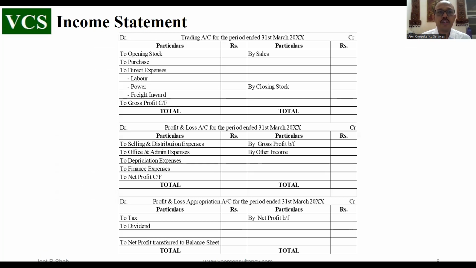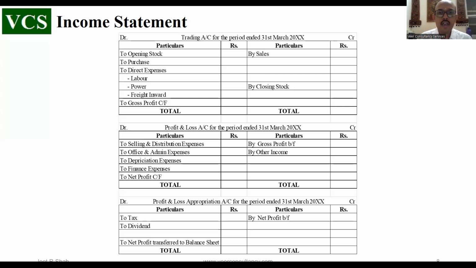The next statement that you see over here is the profit and loss account. It shows the results of only 1 year as compared to the balance sheet, which shows the results that you have generated from day one of your operations till now. This statement, that is the profit and loss account, shows you the results of only 1 year.